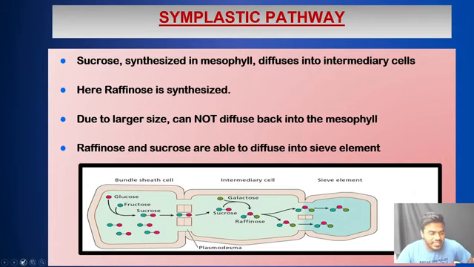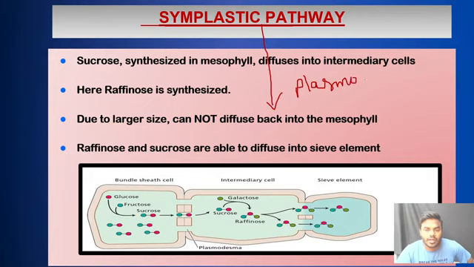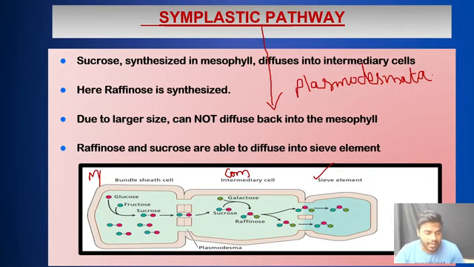Now the next type is what, friends? The symplastic pathway of loading. We all know very well, the moment we hear the name symplastic, plasmodesmata, right? The movement is not at all difficult, friends. It's an easy movement because of the involvement of the plasmodesmata. All the students listen. This is the mesophyll or the bundle sheath cell. The intermediate cell means the companion cell, and friends, you can see this is the sieve element. Every student pay attention, friends.